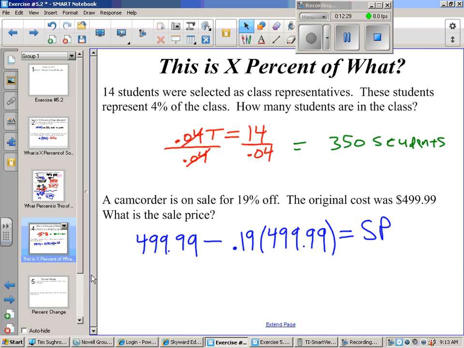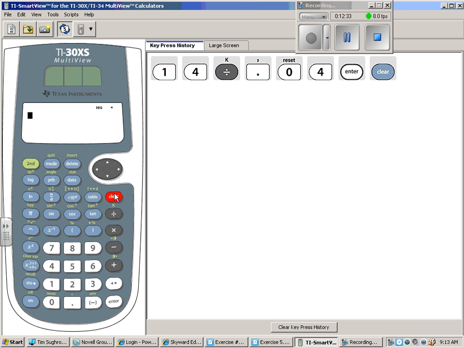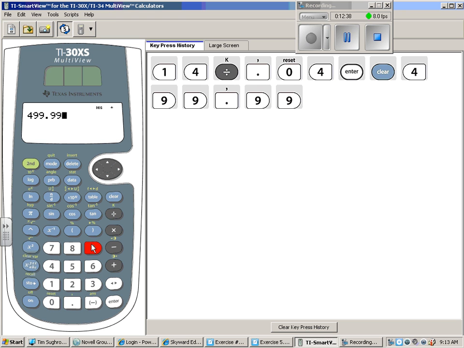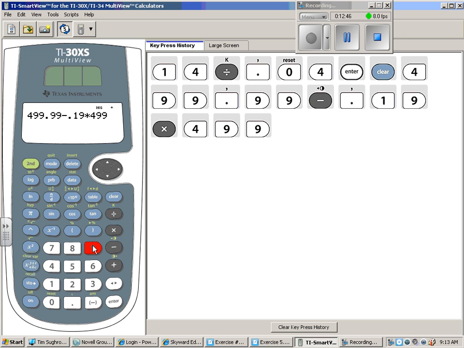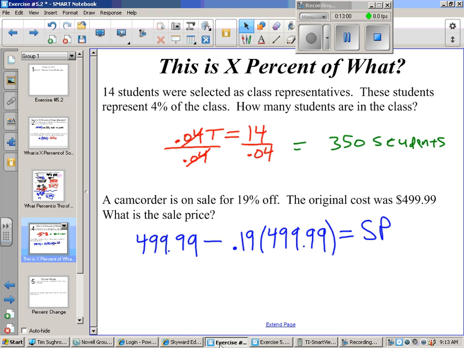So I'm going to type this into the calculator, just like that. 499.99, and I'm going to subtract 0.19 times 499.99, and we're going to get $404.99. Now, they would say if you have any fraction of a cent, you could round up, but I'm just going to leave it like this. Okay, $404.99. That would be the sale price.